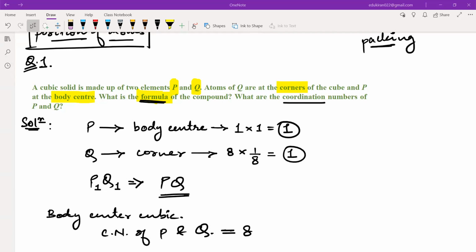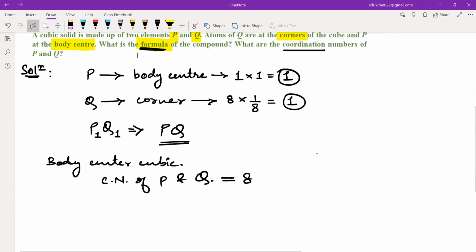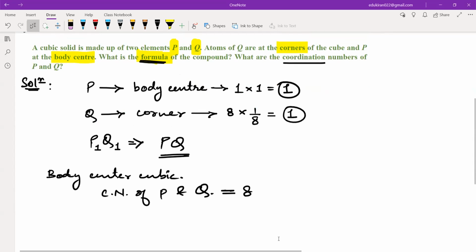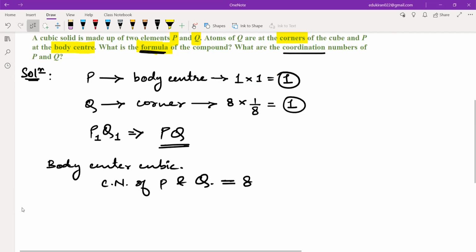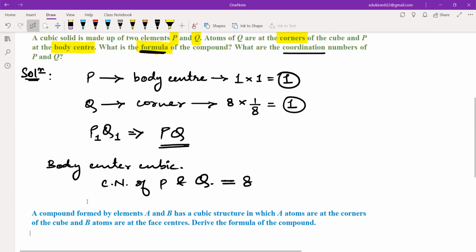Are you guys done? Yes, Hamza, Hiba, Darshan. A little more left, sir. Acha. Those who are done, they can write another question. Next question.